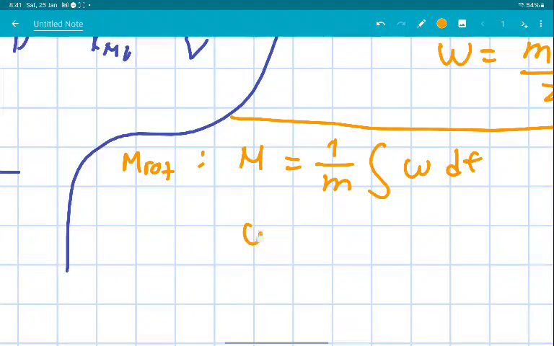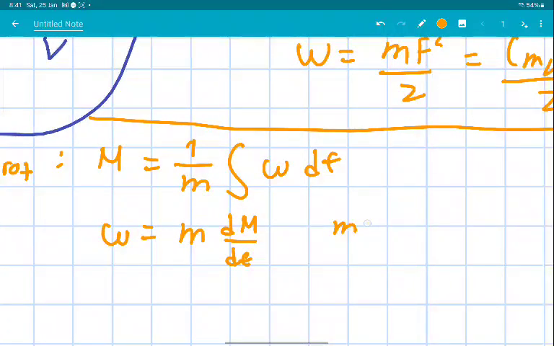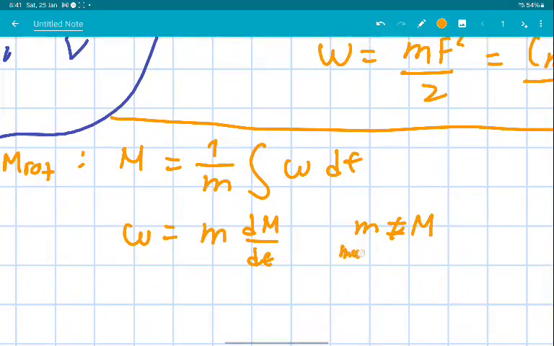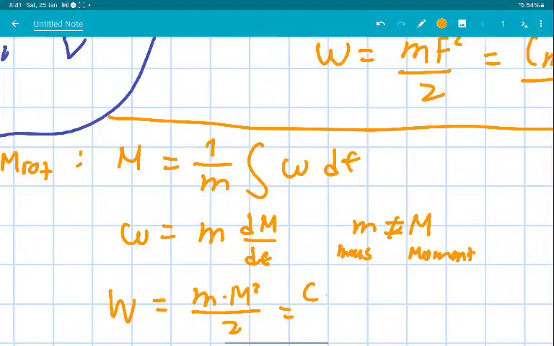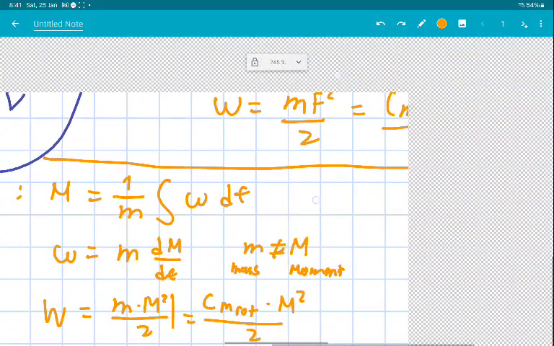So we now say w is also, when we rearrange it, w is equal to m multiplied by dm over dt. And it's really important to know that m is not the same as big M. This one is mass, and this is moment. So then the work done would be equivalent to m, small m multiplied by big M squared over 2. You could also say that is km rod multiplied by big M squared over 2. But I personally prefer this because I don't want to write too much.